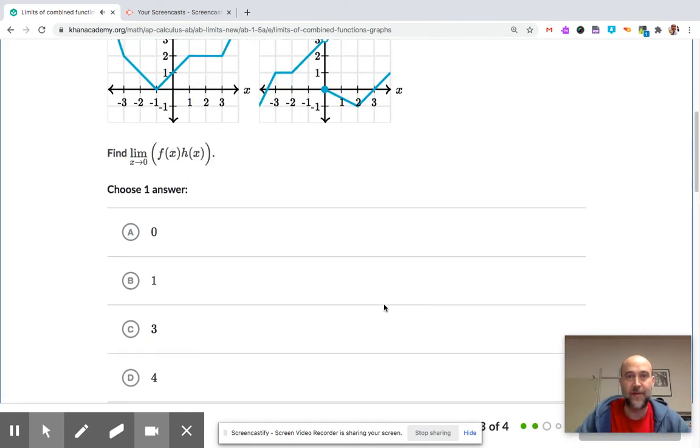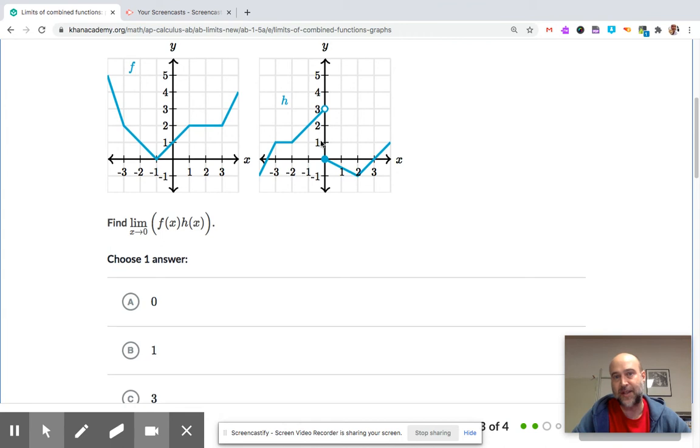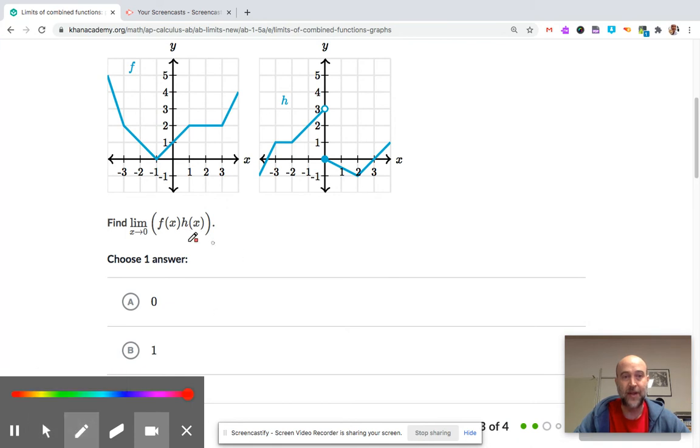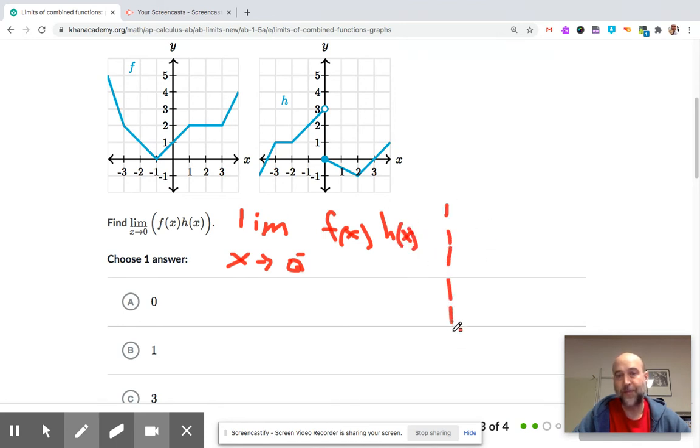See if the next one's any different. So this is the one where you have to be careful. Even though the limit does not exist for h here, we have to go through the process to make sure that we don't get that answer. So where they have the same answer. x goes to 0 from the left, and limit as x goes to 0 again from the right side, of f of x times h of x. Okay. All right.